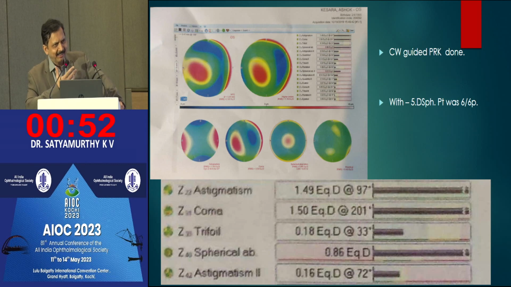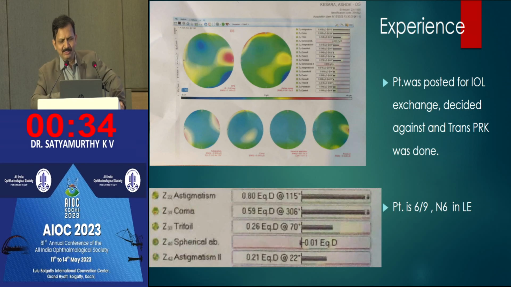And then the topography showed higher corneal wavefront aberration, higher order aberrations of almost 1.5 of coma, and spherical aberration was more. So the patient was not happy. Initially I thought of doing an IOL exchange for this patient, but after looking at the higher order aberrations, we thought it's better to treat the cornea rather than doing the IOL exchange.